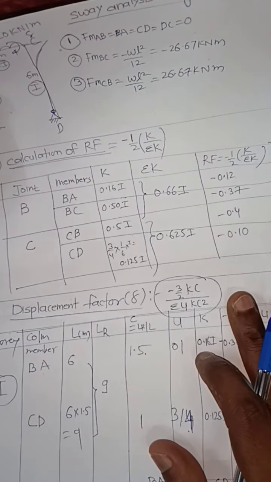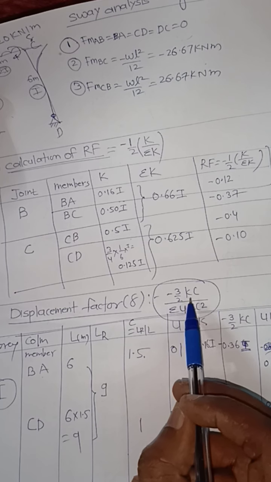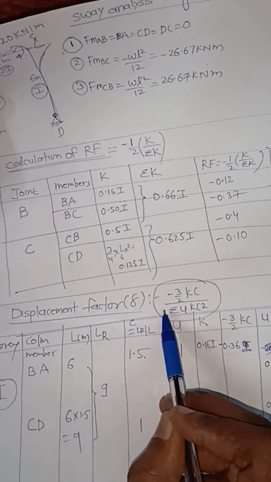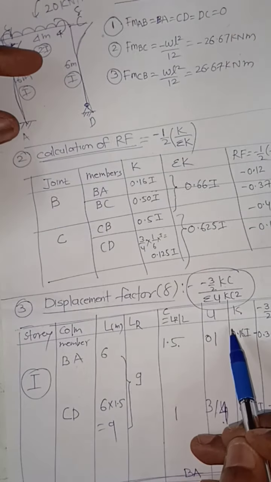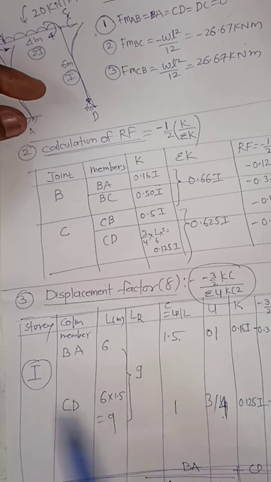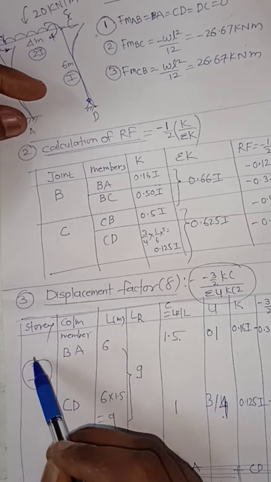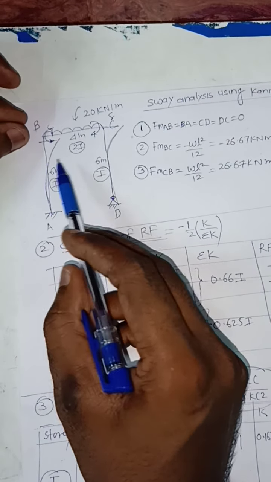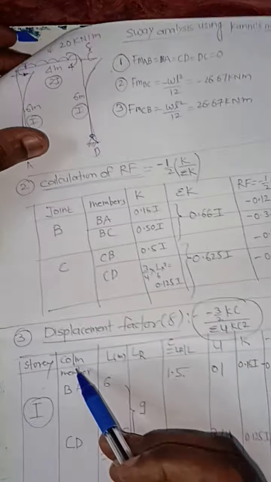There is a standard formula for calculation of displacement: delta is equal to minus 3 by 2 kc divided by summation of ukc square. Let's see how this parameter will be calculated. For this we have to draw the table. Under this we have to write column number, story. Story means how many multi-storied or single story portal frame is there. There is only one portal frame, therefore we have to write story as 1.